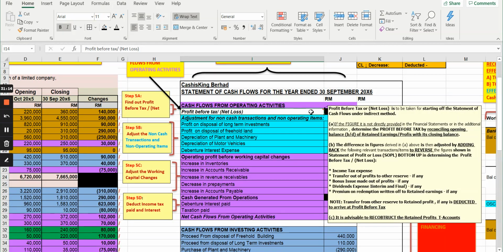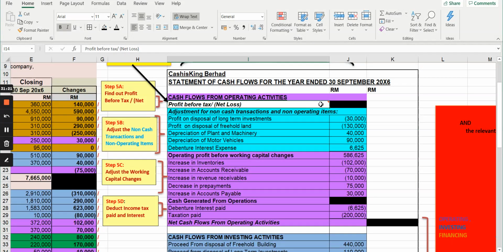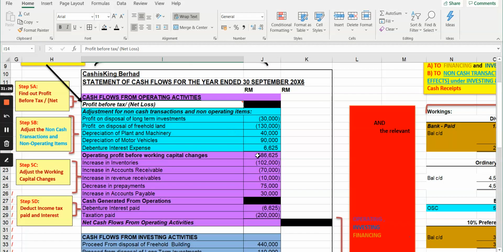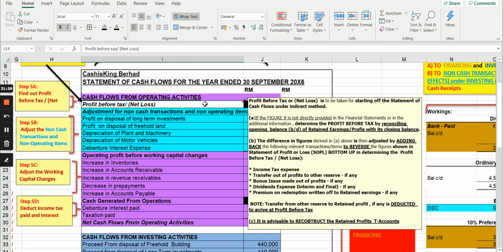So we can do this profit before tax. If you see here, profit before tax is not directly given as in our previous question. So when the profit before tax is not directly given, what you can do is make use of my suggestion here. If it's not directly provided, you can determine it by reconciling the opening balance of retained profit with its closing balance. So go and set up the retained profits account and look at the difference of the account for you to derive the profit before tax.